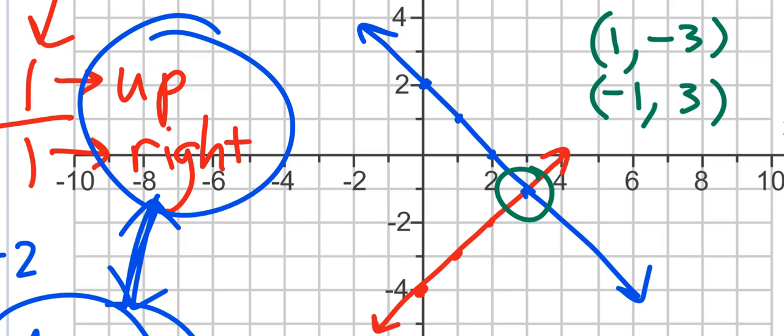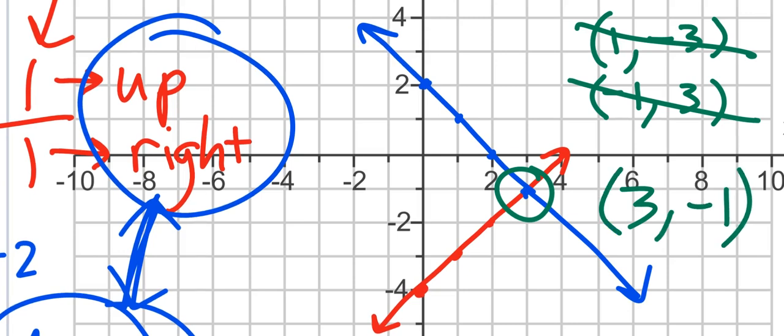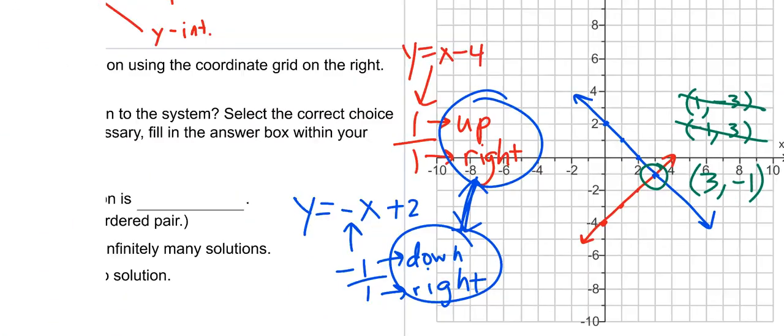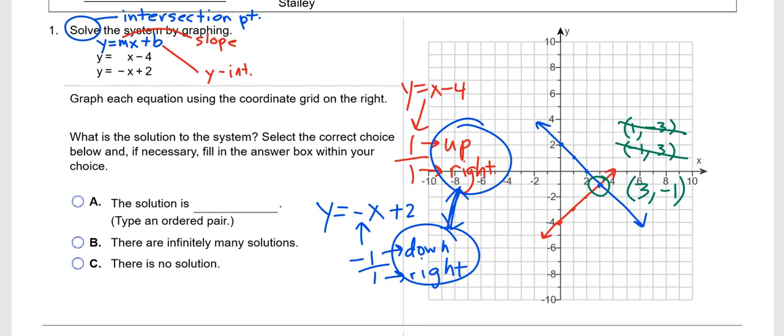Mr. Martin, I think you're saying no for both of those. Is it either one of those? No? Okay. What is it? 3, -1. I got to vote for 3, -1. Do you agree or disagree? You should agree with that, right? 3 to the right and 1 down. That is the coordinate that we call the solution. So when it says the solution is 3, -1.